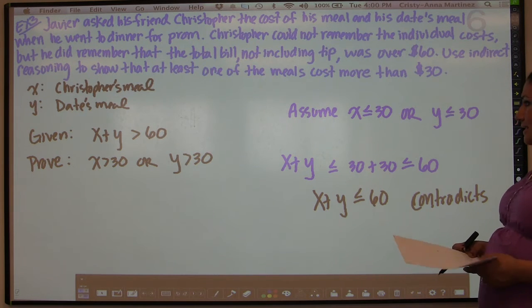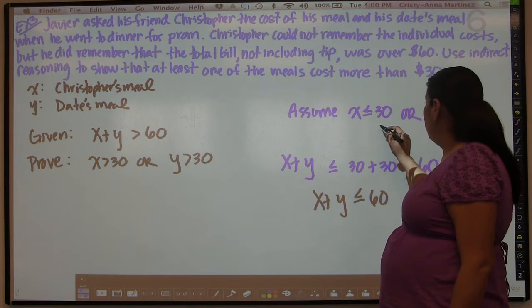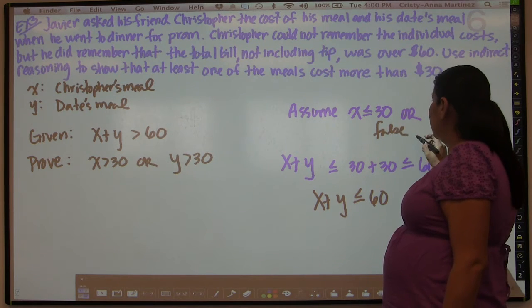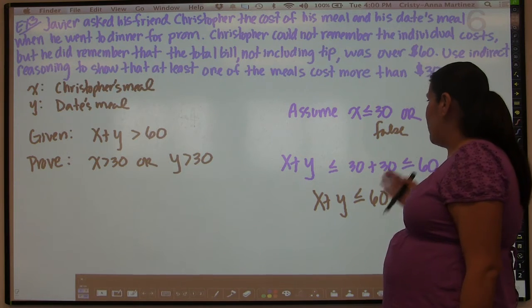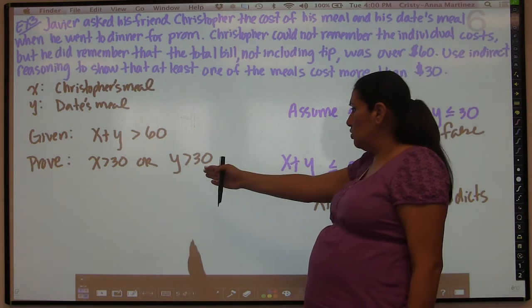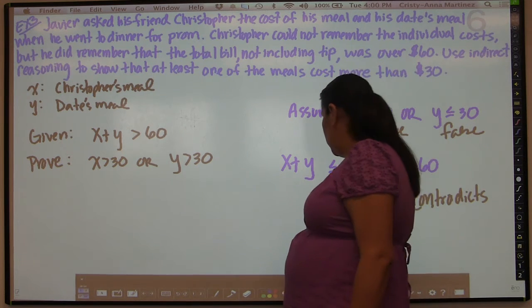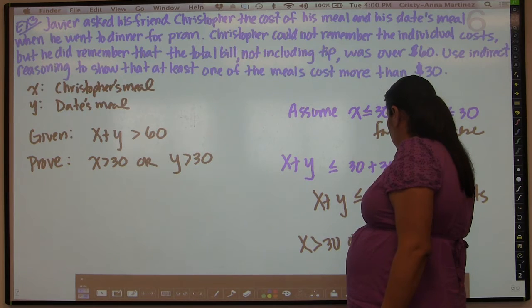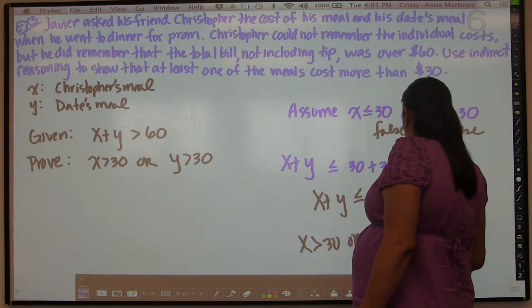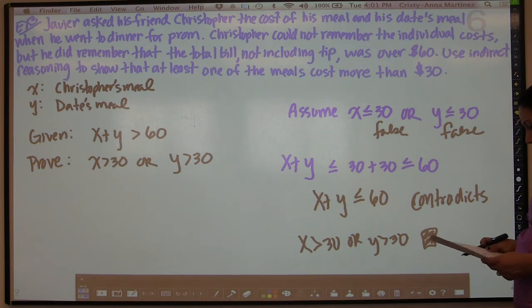And since it contradicts our given statement, that means this is false. X is not less than or equal to 30, y is not less than or equal to 30. So therefore, if that's false, then the original conclusion must be true. So x is greater than 30 or y is greater than 30. And that's your proof. Real easy peasy.